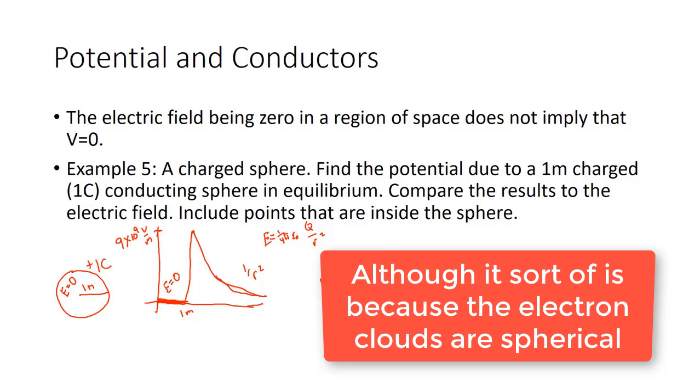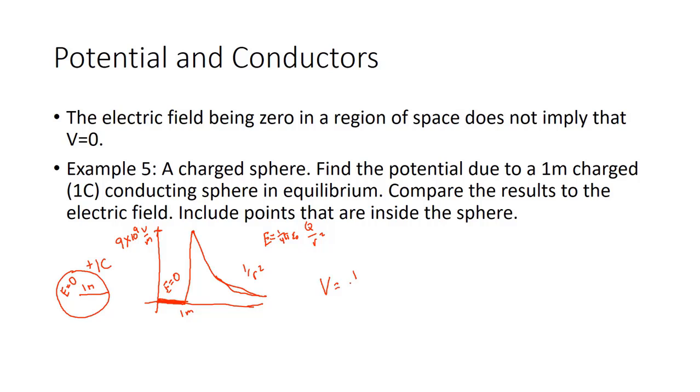So our V is going to be 1 over 4 pi epsilon naught Q over R. At the surface, that gives us 9 times 10 to the 9th times 1 coulomb over 1 meter, leaving us 9 times 10 to the 9th volts.